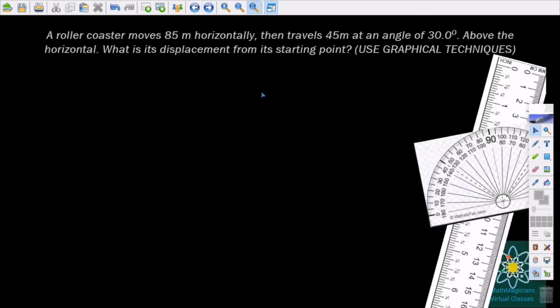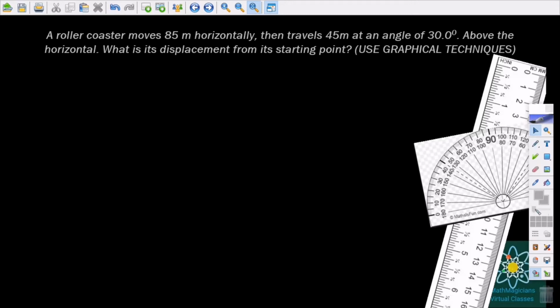We will start with the first exercise. It says, a roller coaster moves 85 meters horizontally, then travels 45 meters at an angle of 30.0 degrees above the horizontal. What is the displacement from its starting point? It says to use graphical techniques.